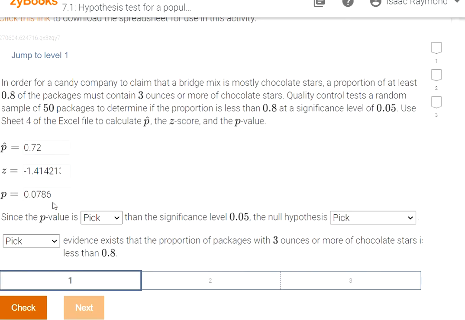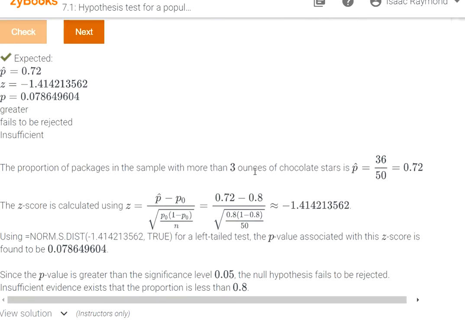And now that p-value is greater than 0.05. So the null hypothesis we fail to reject. We can't reject the null hypothesis. You get to go with your alternative, with your hunch, if your p-value is low. Since our p-value is greater than 0.05, we fail to reject the null hypothesis. There's not enough evidence.